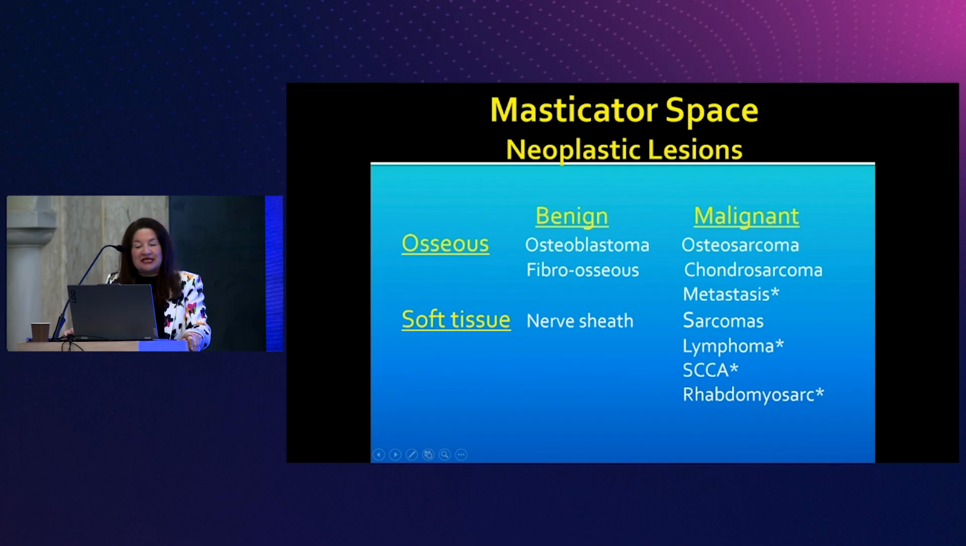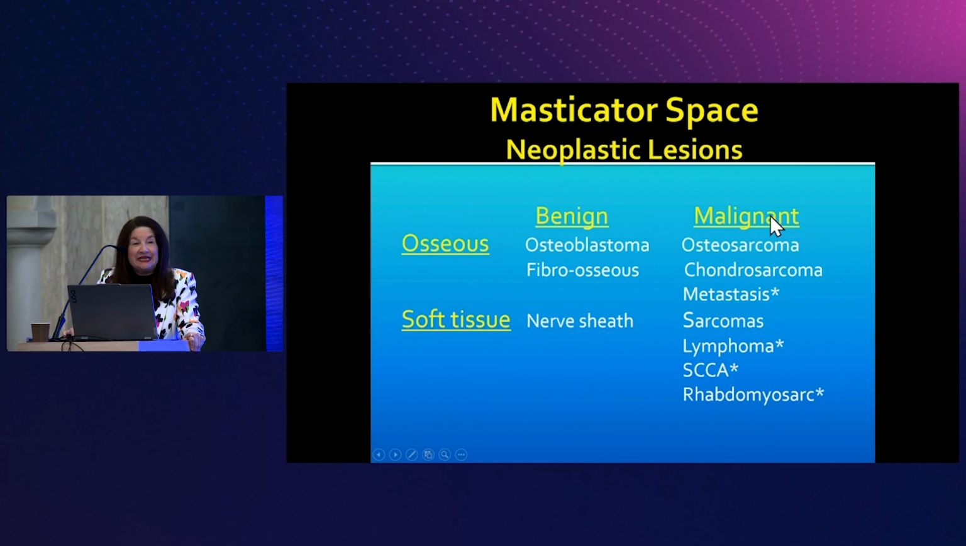Looking at neoplastic lesions, again, from bone, most commonly we have radiologically characteristic fibroosseous lesions like osteomas, osteoblastomas, and fibrous dysplasia. These are radiologically characteristic. By far the most common pathology that I see in the masticator space is the typical schwannoma, or occasionally a neurofibroma in somebody with neurofibromatosis type 1. But the vast majority of pathology I really see are venous malformations and nerve sheath tumors.